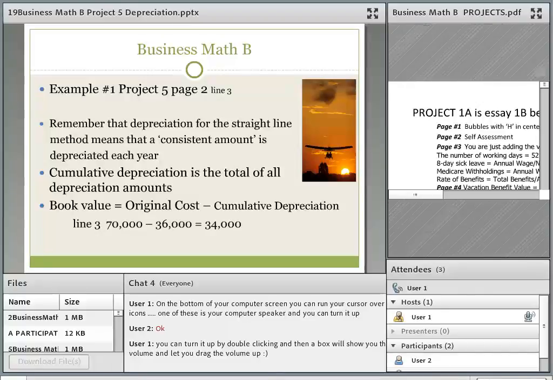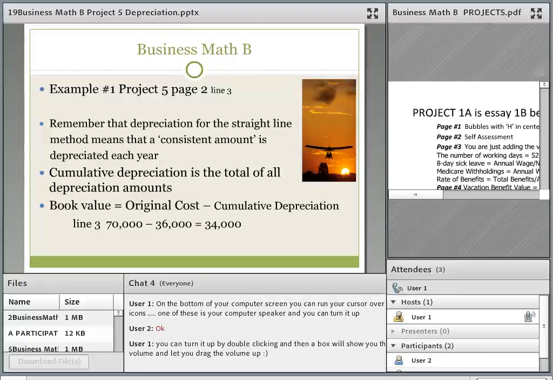The example in your project, on line 3, has an original cost of $70,000. At that point, the cumulative amount after 3 years is $36,000. When you subtract that, the book value is $34,000. Okay?